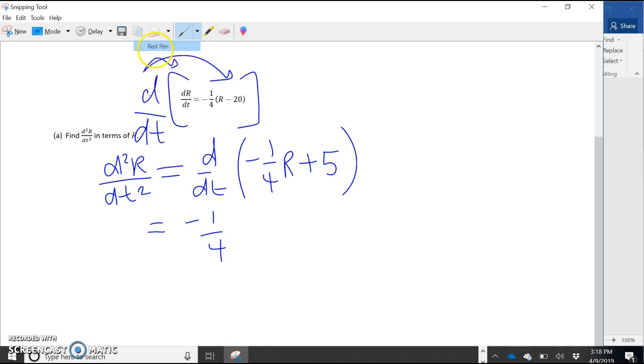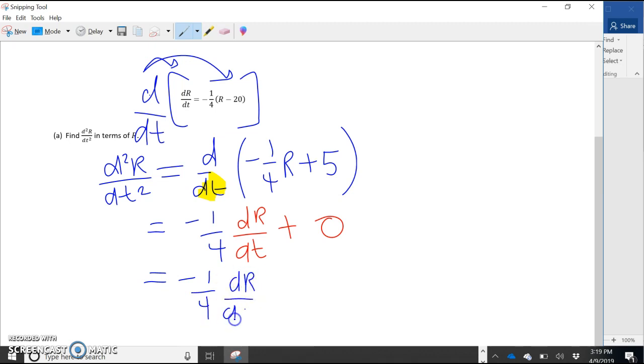Let me switch colors so this stands out, times dr dt. The derivative of r with respect to time here is what I'm trying to capture. Plus, well, the derivative of 5 with respect to time is just 0, so nothing special there. The question asked me to record this in terms of r. Currently I'm close, but my simplified derivative is not in terms of r, it's in terms of dr dt.